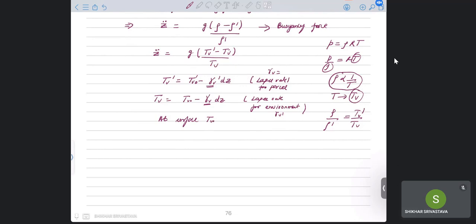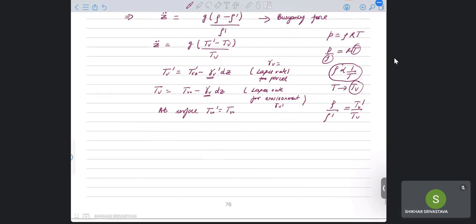Now at the surface, both the parcel and the environment will have the same virtual temperature TV naught, so you can just remove the prime. So TV prime will also become TV naught minus gamma V prime dz. So these are two important equations.